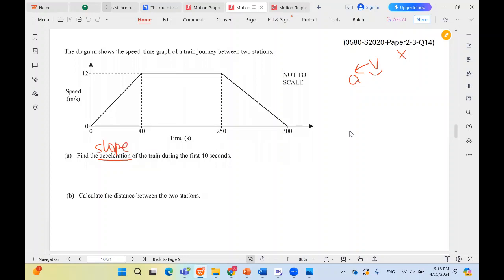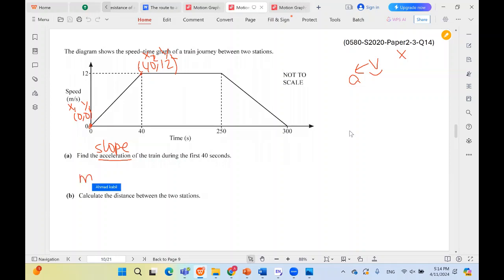So for the first 40 seconds, we have (0, 0) as the first point, and (40, 12) as the second point. This would be x2 and y2. Doesn't matter, but when you have (0, 0), normally you would want x1 and y1 to just be (0, 0), so as to make the calculation easier.